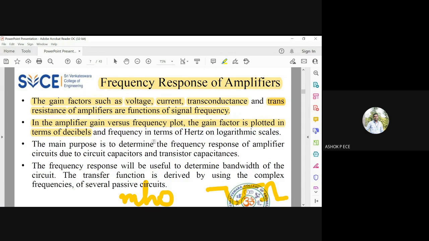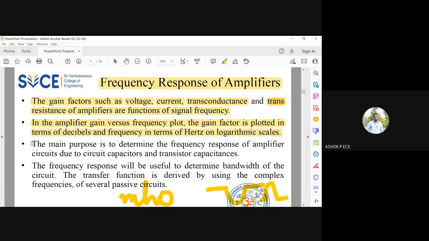In a semi-log graph, one axis will be in logarithm, one axis will be in normal scale. The axis in logarithm, we use for frequency. The normal portion of the graph, I use for gain. In a normal graph, both axes are in the normal way. You have drawn the characteristics of Zener diode, common base, common emitter on normal graph. But for amplifiers, I cannot use a normal graph because I cannot draw the complete frequency scale. So I will go for a semi-log graph where I plot the x-axis in logarithm scale denoting frequency, and the y-axis in normal scale denoting gain.